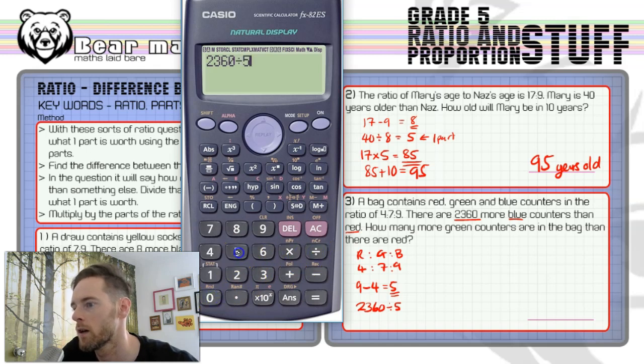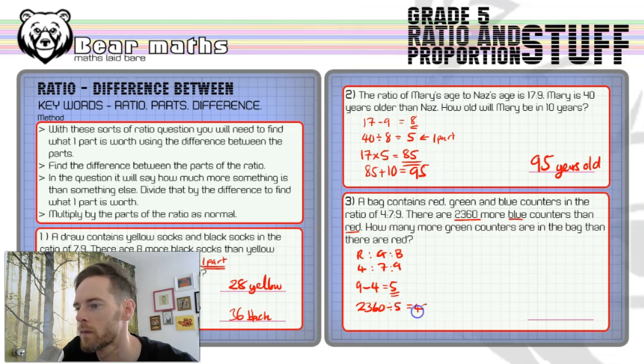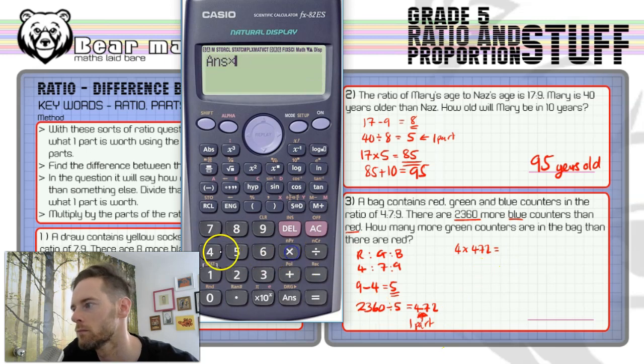2360 divided by 5. Could do it without a calculator. It would be 472. Okay, if that's 472, that's 1 part of our ratio. You don't always have to write 1 part, but it's nice just to remind yourself of what this number is representing. So 1 part is worth that. Then let's get our red. So that's going to be 4 multiplied by 472 equals the red counters. 1888.